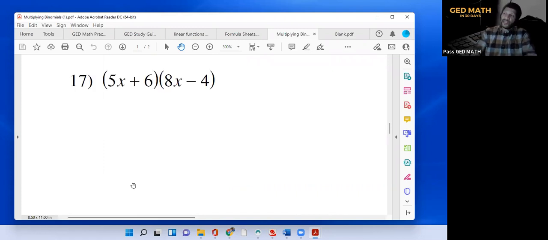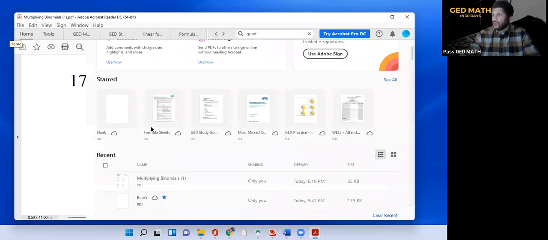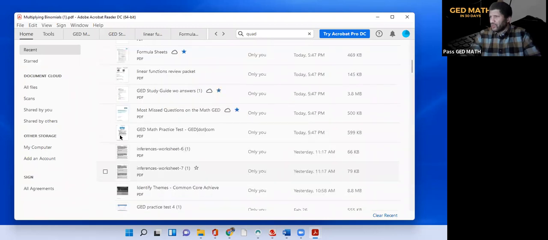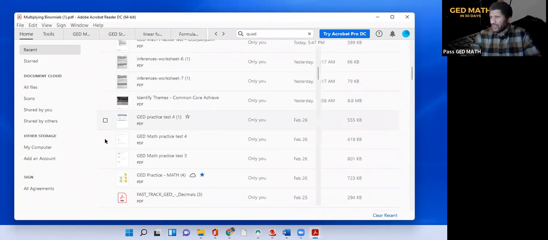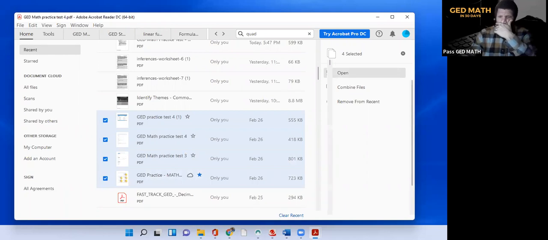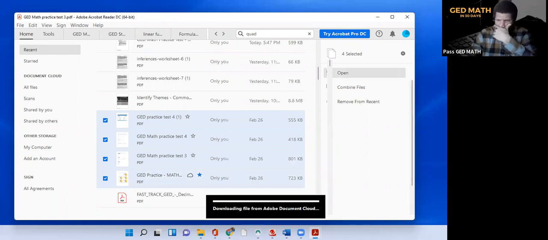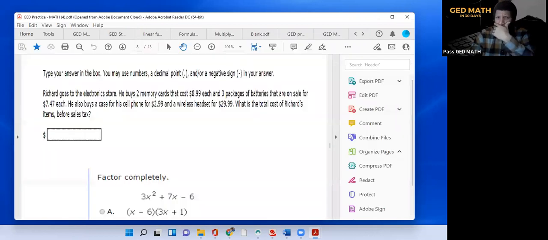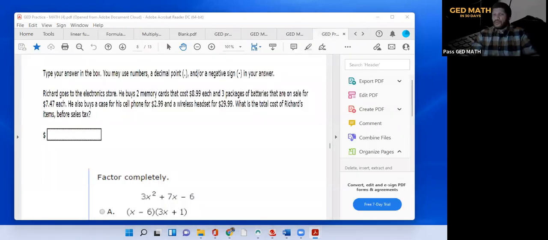Number 17, 5x plus 6 times 8x minus 4. Let me try to find. Let's see for a second. Hold on for 1 second. Let me open up something. I'm gonna put it back on the screen in a second. Just give me a couple seconds so I can show you a practice problem that you may see. Hold on for 1 second. Where is it? All right, hold on.